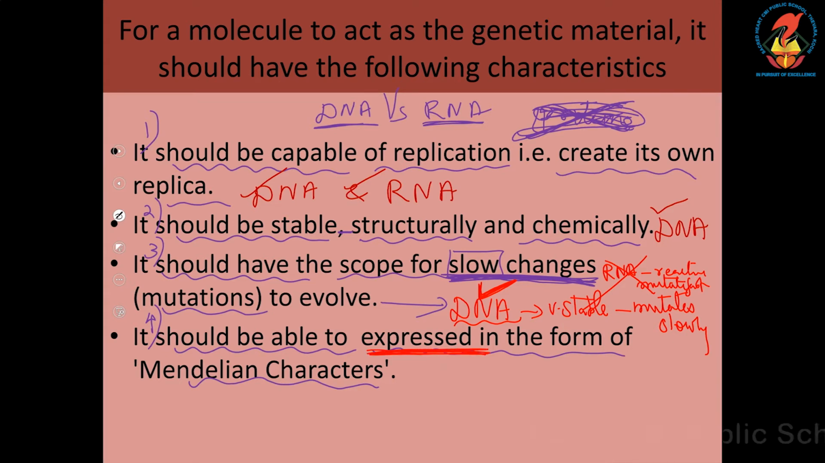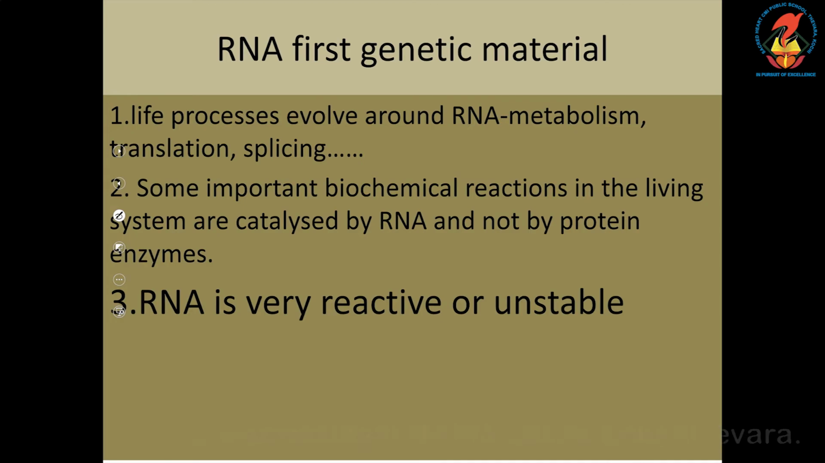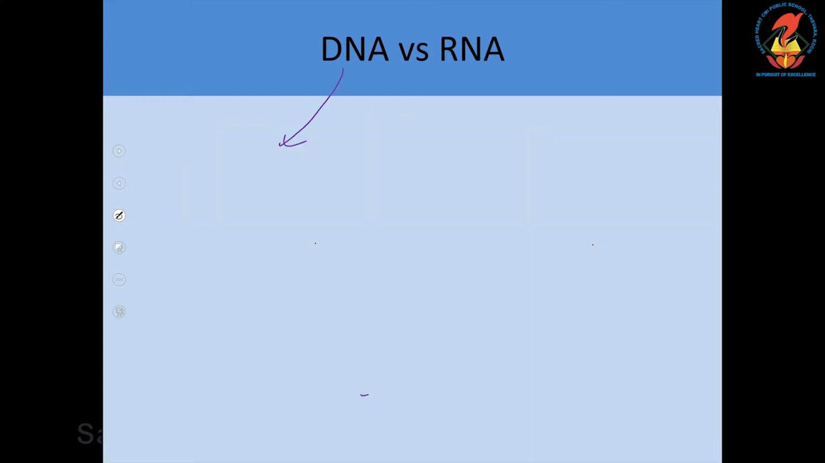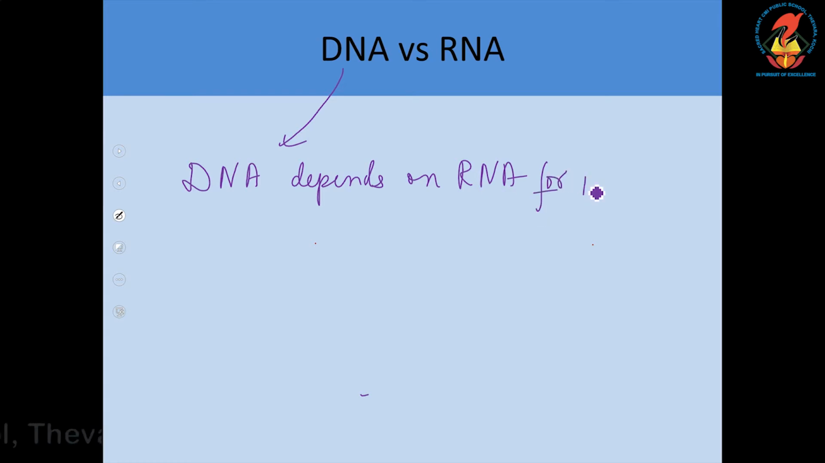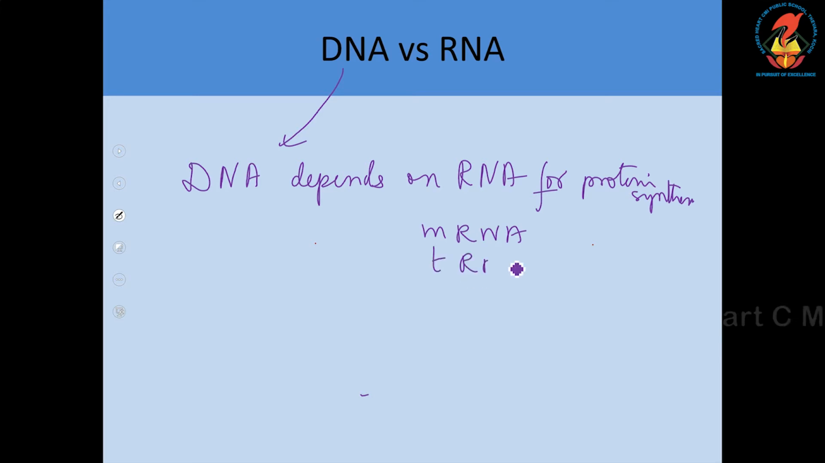DNA and RNA. Now, by the time we have learned protein synthesis and we know which of the two expresses fast. Talking about DNA, it depends on RNA for the entire process of protein synthesis. For example, this DNA depends upon mRNA, then it depends upon tRNA, and it also depends upon rRNA. So all these raw materials DNA depends on.